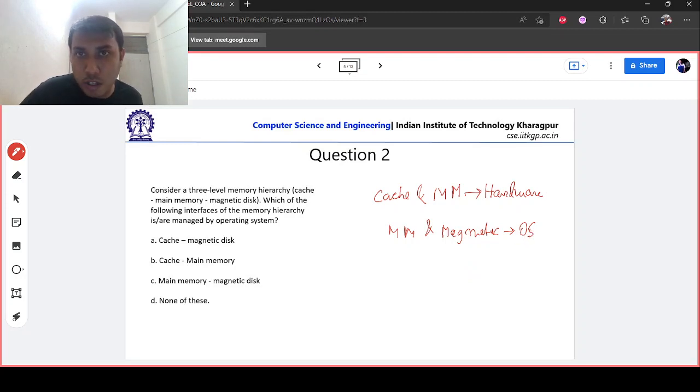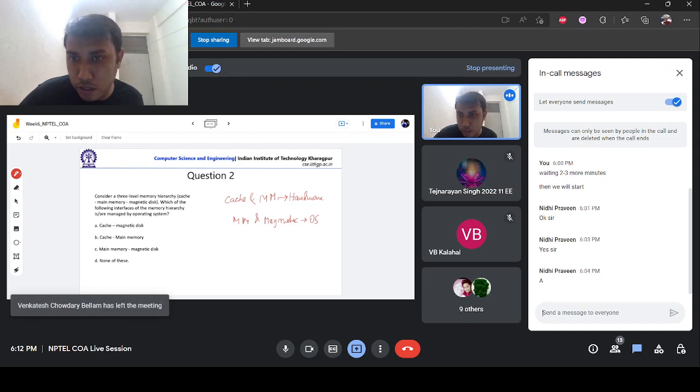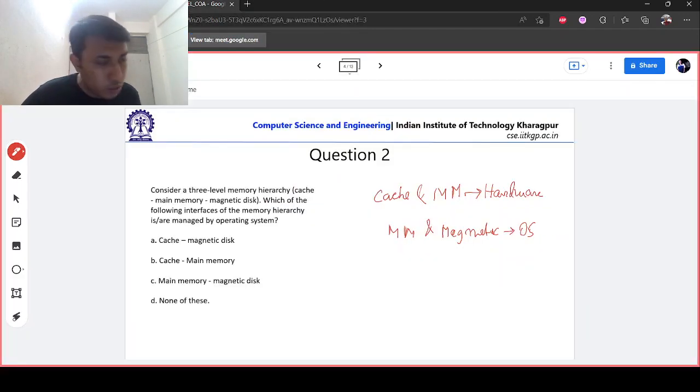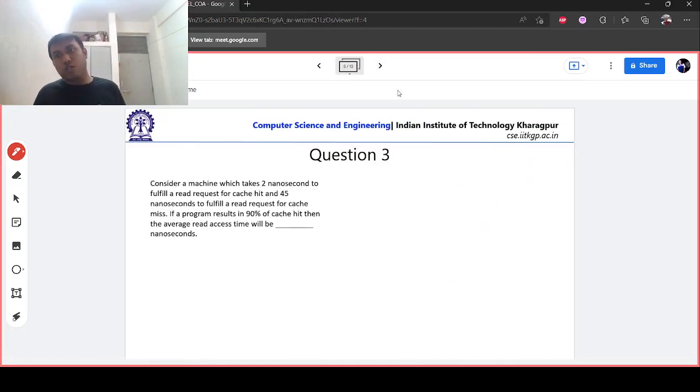Okay, so the correct option is C. Let's go to the next question. The question says, consider a machine which takes 2 nanoseconds to fulfill a read request for a cache hit and 45 nanoseconds to fulfill a read request for a cache miss. If a program results in 90% cache hits, then the average read access time will be dash nanoseconds.